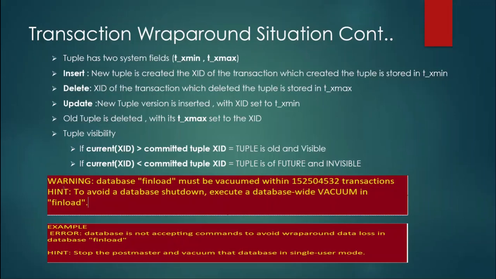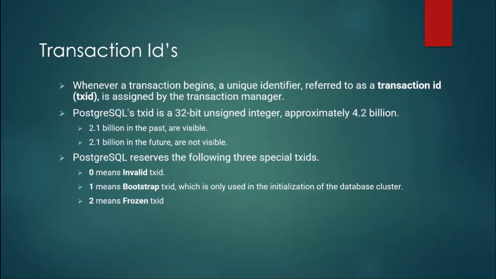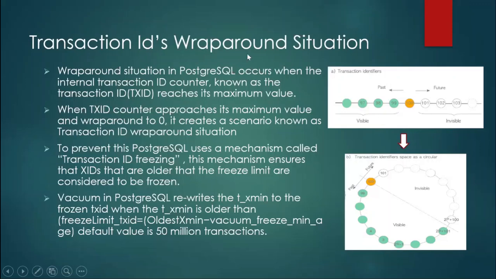Okay, so hope you understand this wraparound situation. The wraparound situation is because of the limitation of transaction IDs. Once the limitation is reached, we have this situation. To avoid this situation, the vacuuming process will do vacuum freeze. So what is vacuum freeze? Whenever this limitation of 50 million transactions is reached, the past data related transaction IDs will be reused for the future, to avoid this wraparound situation.